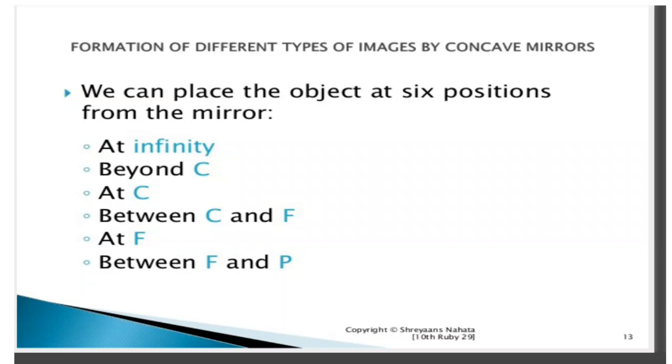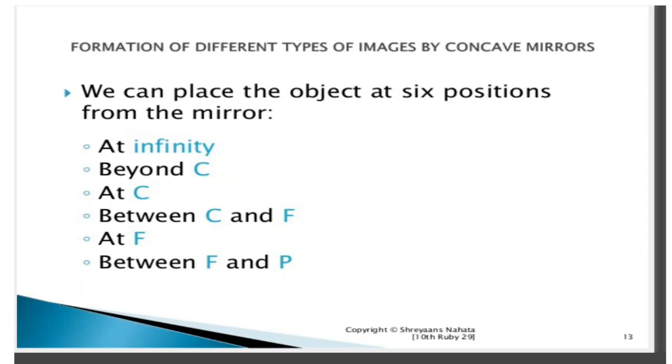So today we are going to discuss the ray diagrams for the formation of different types of images by a concave mirror. We will see how the position, size and nature of the image formed by a concave mirror depend upon the distance of the object from the pole of the mirror. We can place the object at different positions from the concave mirror to get different types of images. Some important cases are as follows, which you can see here.